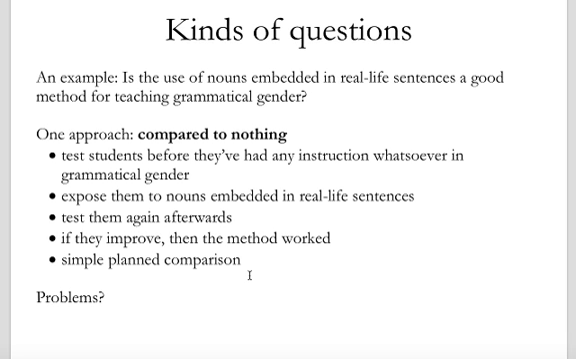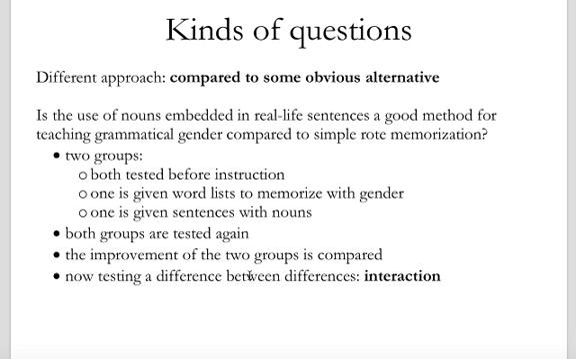One big problem here is that you don't know what would have happened if you'd used some other teaching method, right? The alternative to teaching grammatical gender using real-life contextual examples is not teaching them nothing at all. It would be teaching gender in some other way, right? So we're going to want to actually compare this to some kind of a simpler or more standard method, right? So in this case, you might want to use a control group where the control group gets a more typical method of instruction or something like that, or a simpler method of instruction.